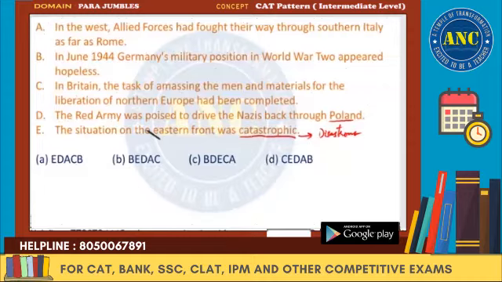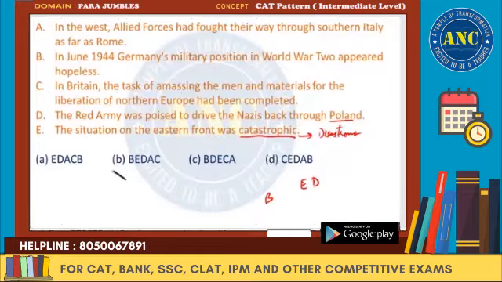Another link you can possibly think about here is that the situation on the Eastern Front was bad. Why was it bad? Because the Red Army was poised to drive the Nazis back through Poland, which is on the east side of Germany. So you have ED as a link. You have B as the starting point. In the West, Allied forces had fought through Italy as far as Rome. And in C, you have in Britain the task of amassing men and material had been completed.